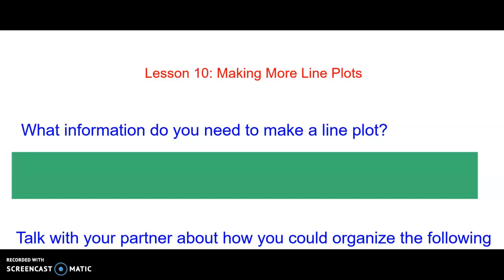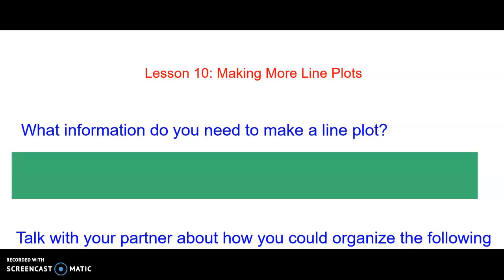Hello, fifth graders. So this is lesson 10, and I'm just calling it Making More Line Plots because we're just going to continue adding on, increasing some of the difficulty level a little bit from where we were at yesterday.